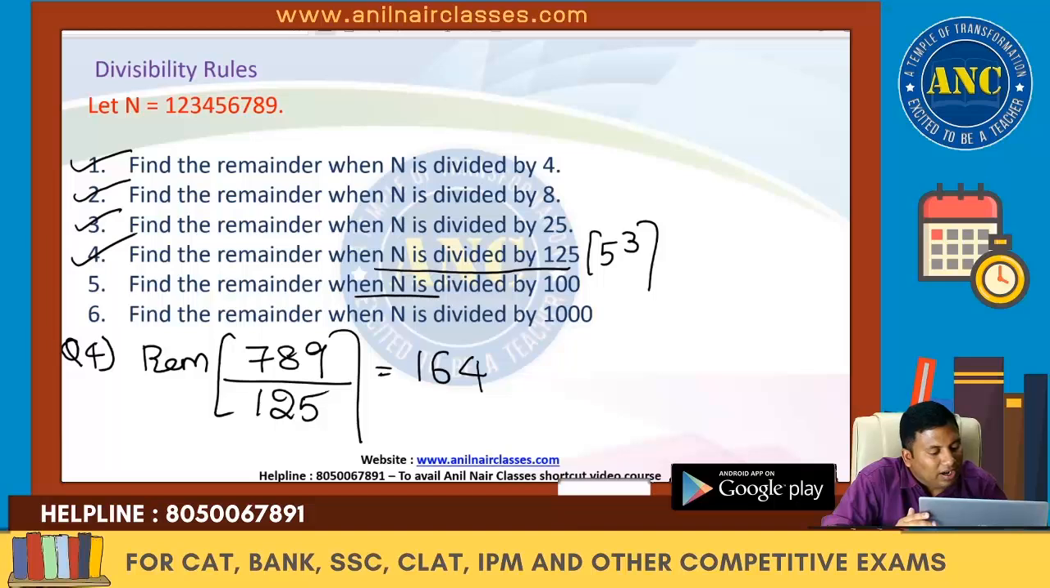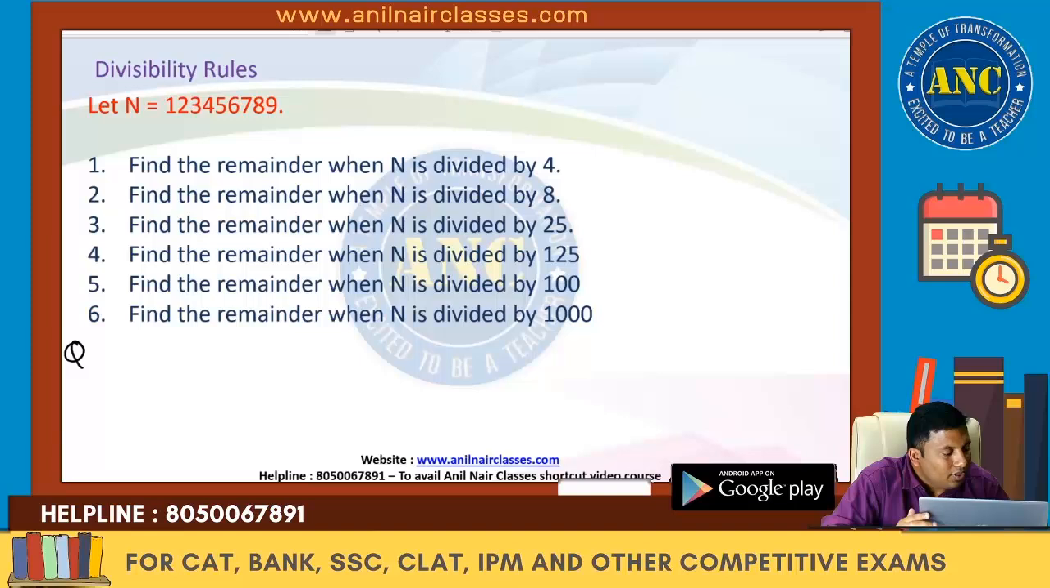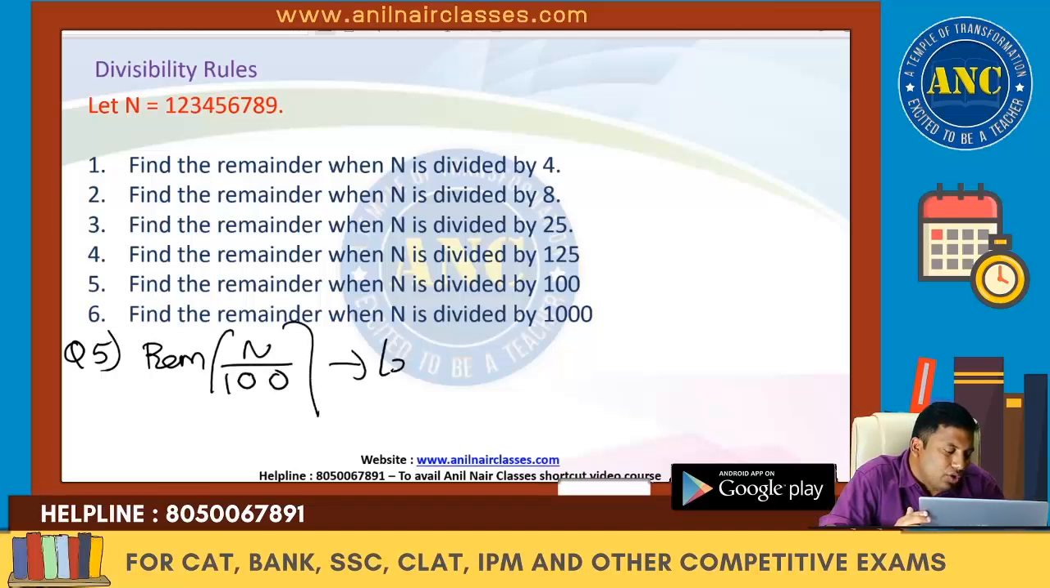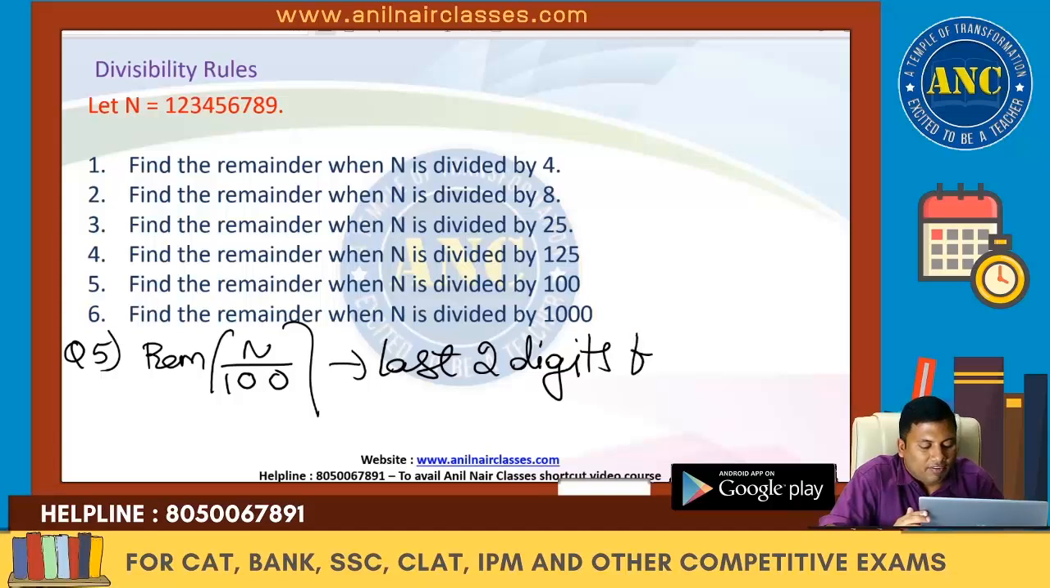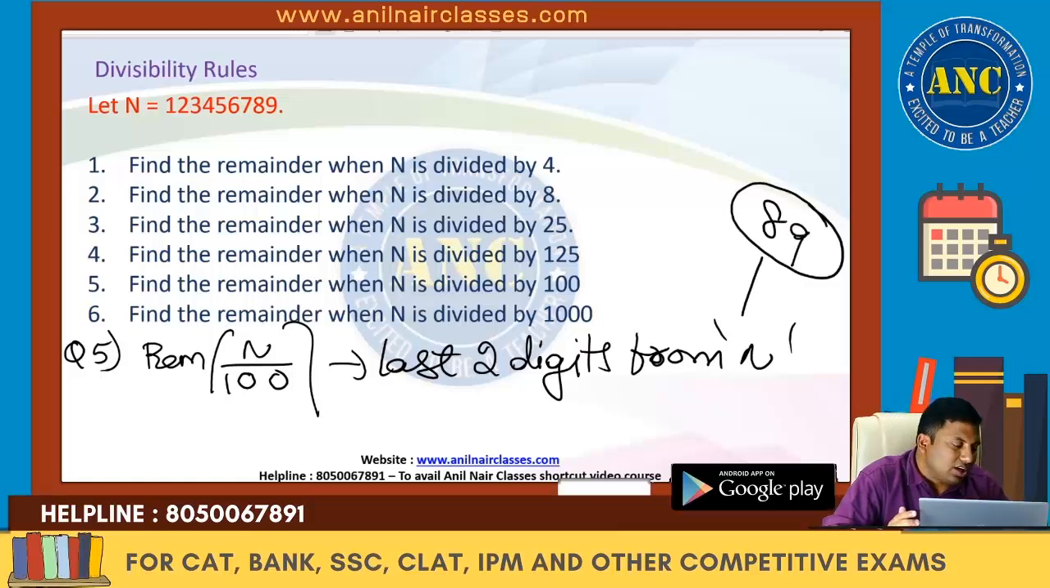Find the remainder when n is divided by 100. 100 means the last 2 digits. When you divide a number by 100, what you have to do is just take the last 2 digits of the given number, from n. The last 2 digits from n are nothing but the remainder. The last 2 digits are nothing but 89. The answer for this question is 89.